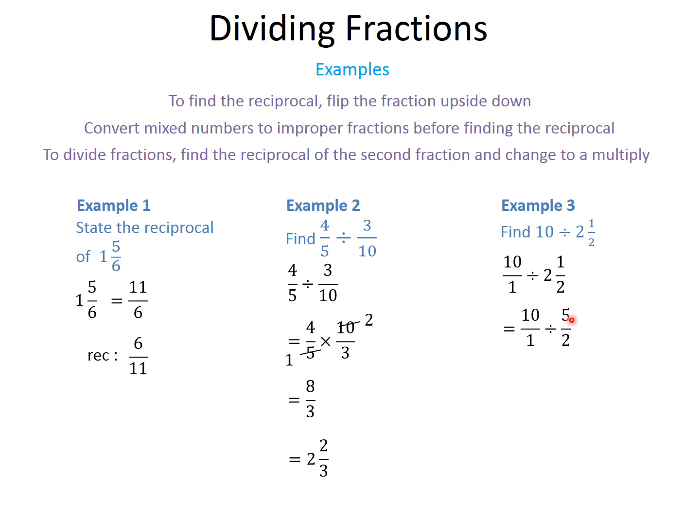Now I've got two non-mixed number fractions. They're both improper, but that doesn't matter. I can now change that to a times, and I can flip the second fraction upside down. And now I'm just going to continue as a normal times. Any simplifying? 5 goes into 5 once and into 10 twice. So let's fix that up. Now I do my multiplying. 2 times 2 is 4, 1 times 1 is 1. I end up with 4 over 1. And remember, don't leave your answers with a 1 on the bottom. That's pointless. We just change it back to a whole number. And so that's just the same as 4.